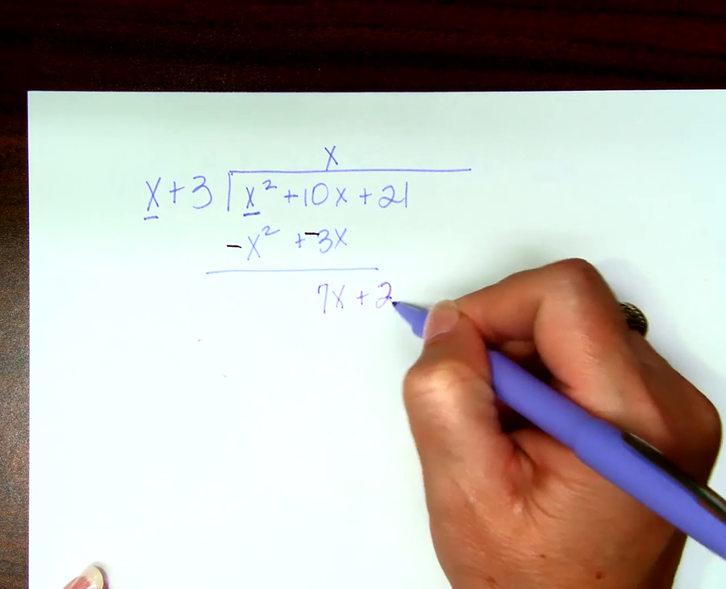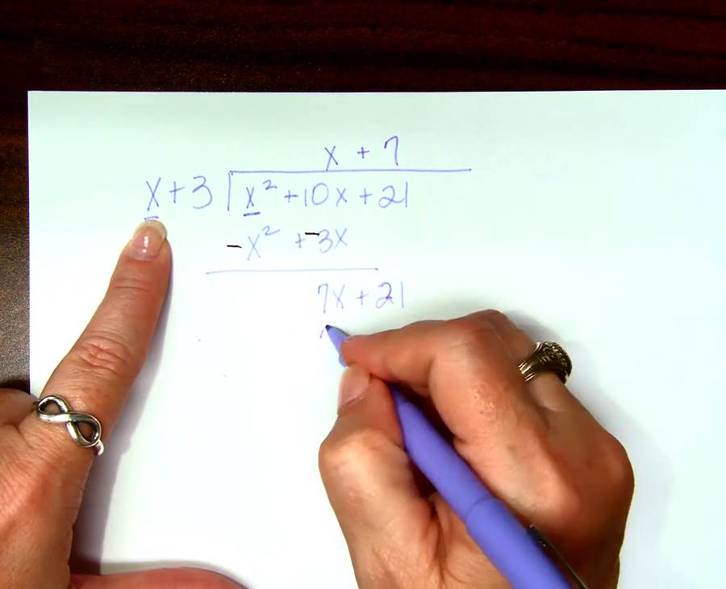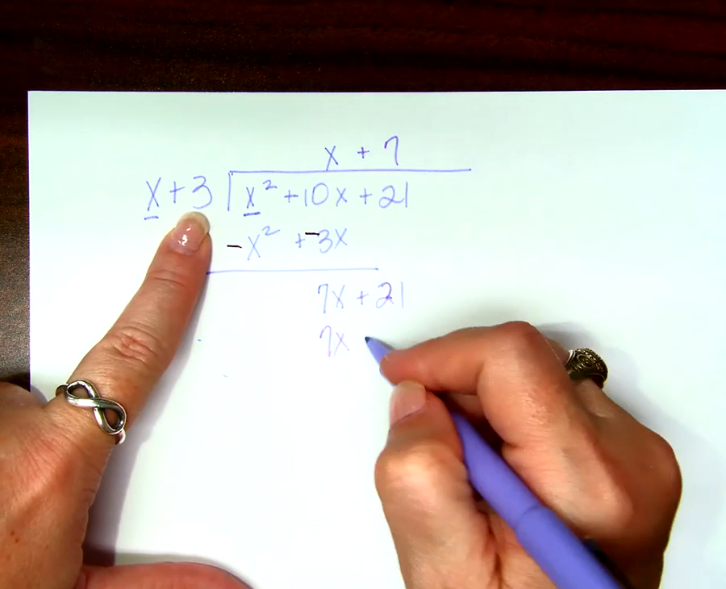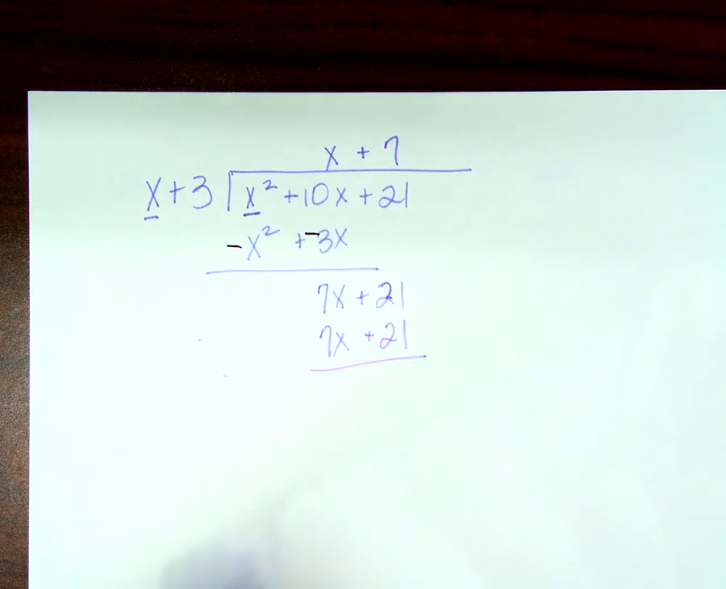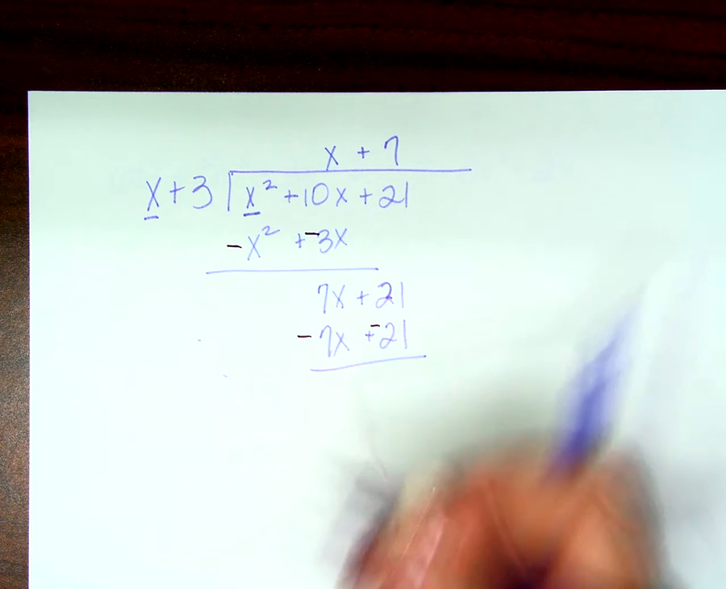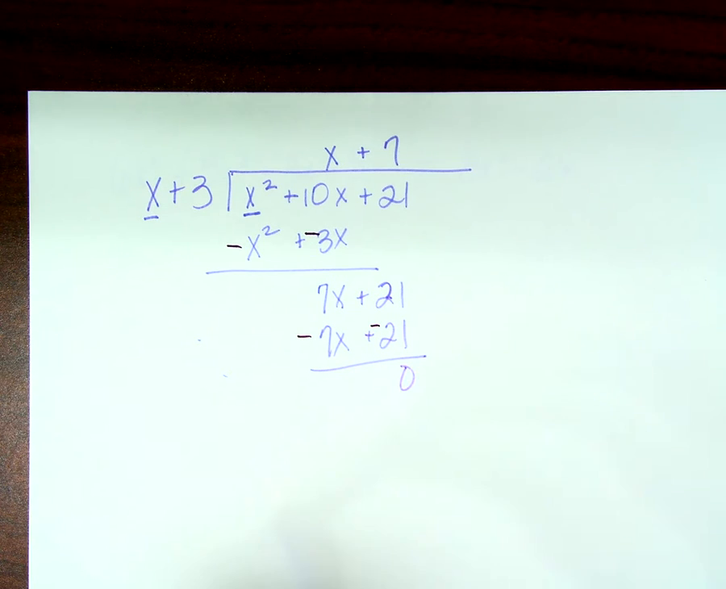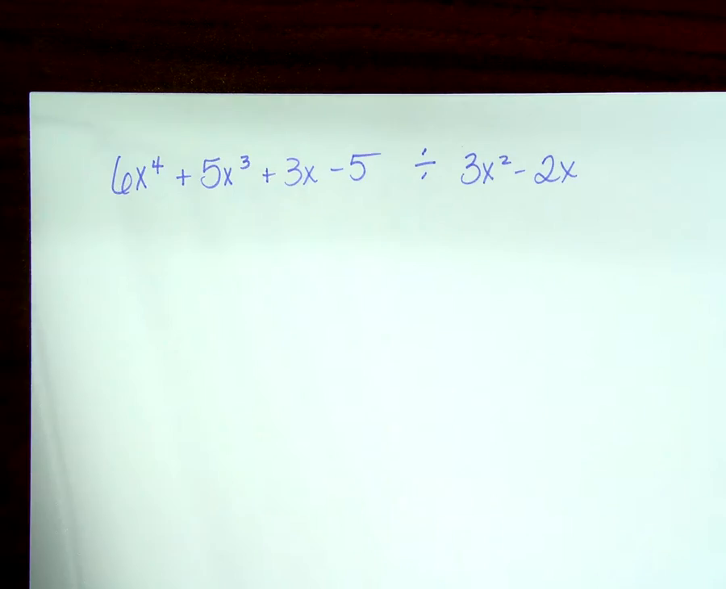And now we start all over again. What is 7x divided by x? 7. What is 7 times x? And what is 7 times 3? 21. And we change our signs and we add. 0. Does that make sense? Long division? Do I need to do any more of those? You got it? Okay, you remember that?